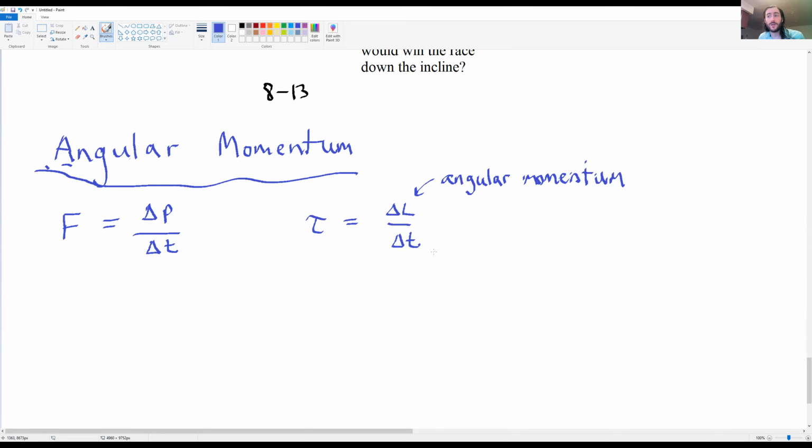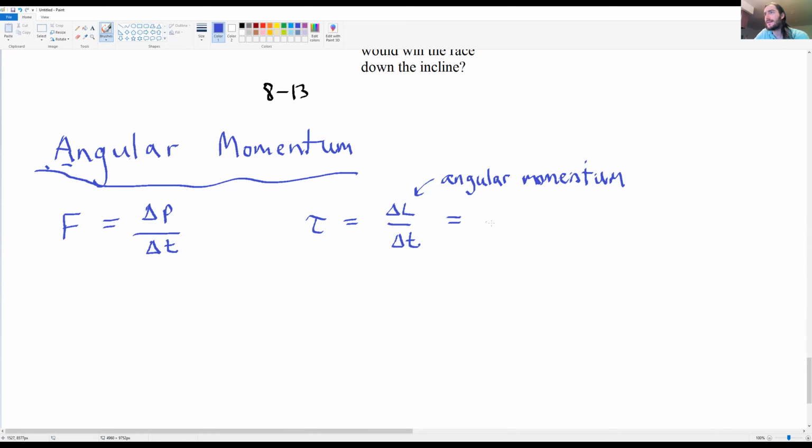And if you want to, you can define an angular impulse, and that's not a very common language that you see, angular impulse, but you can do it. If you multiply the delta t over, you can say delta L is angular impulse. All of the analysis follows from this definition here. So angular momentum is going to be like momentum, but related to rotational motion.